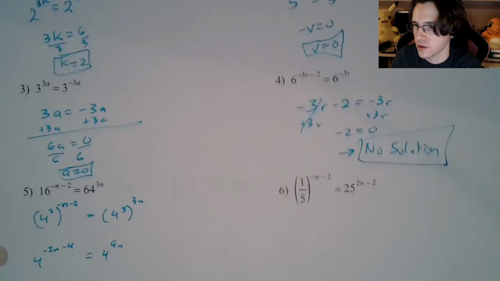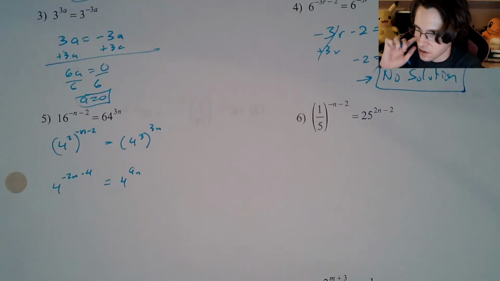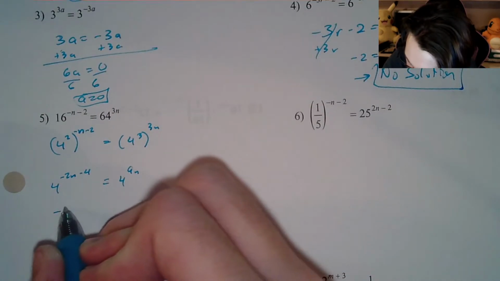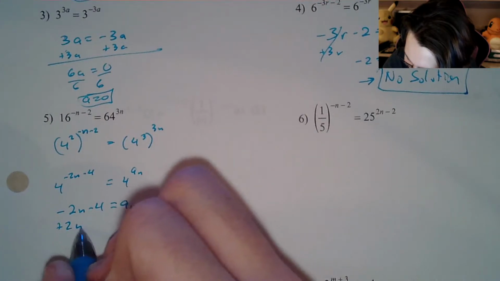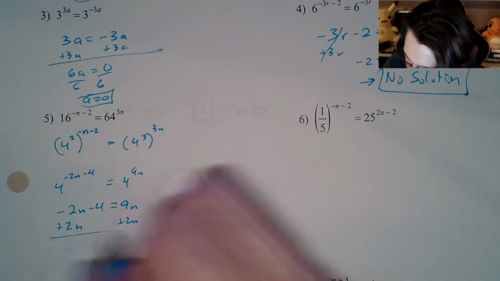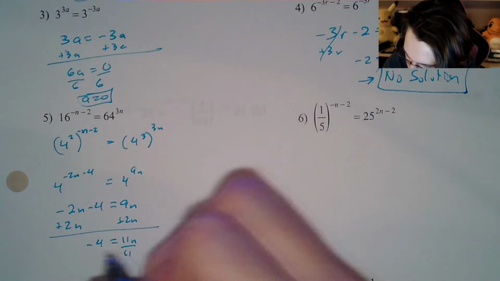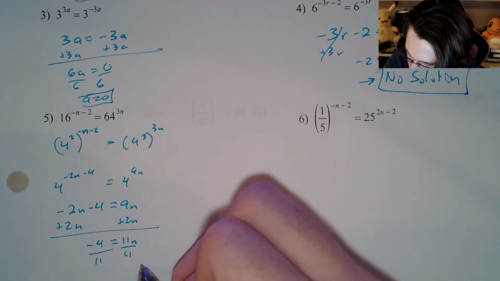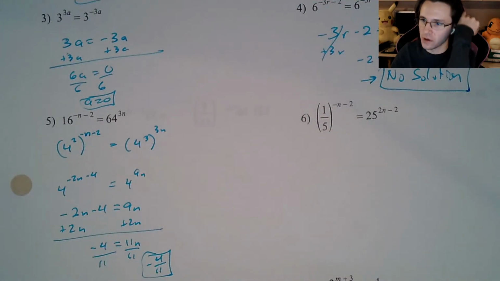We finally are like the earlier questions where they have the same base, and we can just go ahead and set them equal to each other. So negative 2n minus 4 equals 9n. Add 2n to both sides. Negative 4 is equal to 11n. Divide by 11. There we go. We get this weird negative 4 over 11 answer for our value of n.